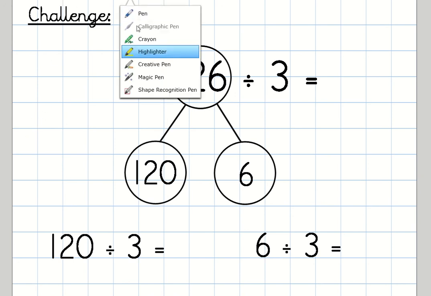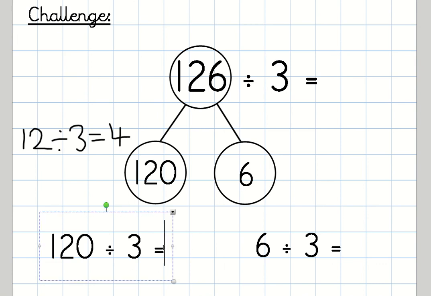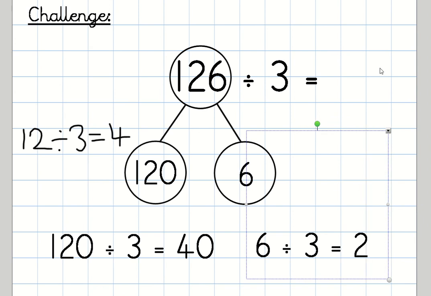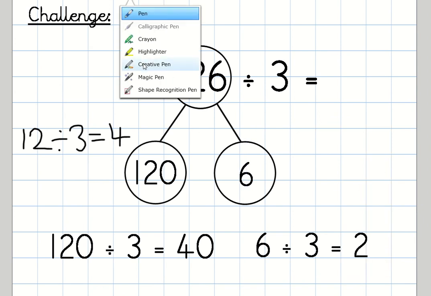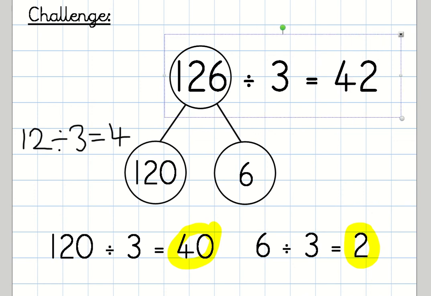And we know that 12 divided by 3 equals 4. So 120 divided by 3 should be 10 times bigger. So 120 divided by 3 would be 40. And we already know that 6 divided by 3 is 2. And just like we did before, we're going to take these two numbers and we're going to add them together. So 126 divided by 3 is 42.